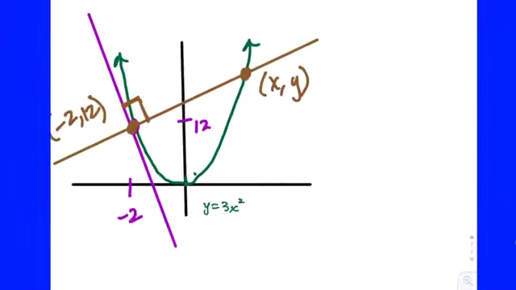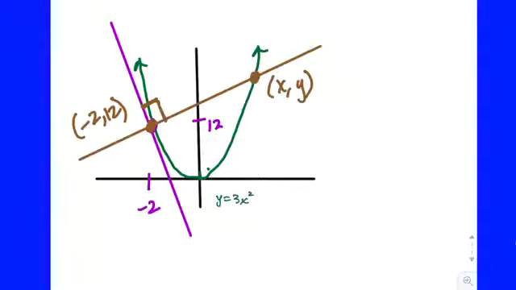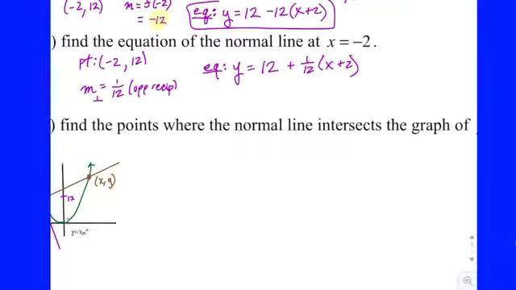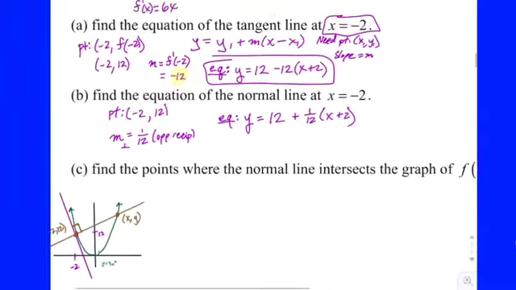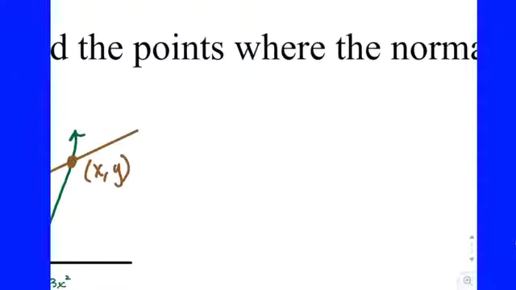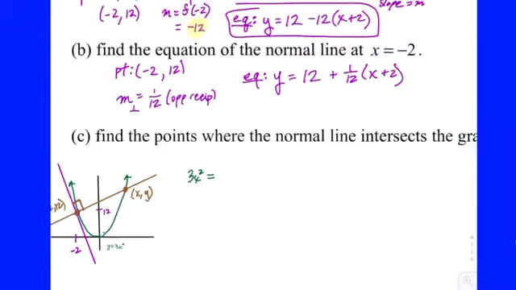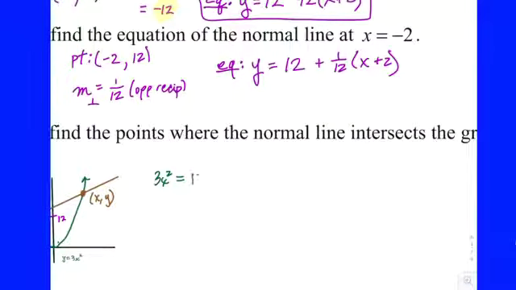So how are we going to go ahead and find where those two intersect? How do we find where two graphs intersect? Think back to set what equal to each other? The graphs? Yeah, their equations. Good. Yeah, we set their equations equal to each other. So let's go ahead and do that. The equation of the parabola, which I'll use color coding here, is 3x squared. And I want to set that equal to the equation of the normal line, which I just wrote up above, 12 plus 1/12 times x plus 2.